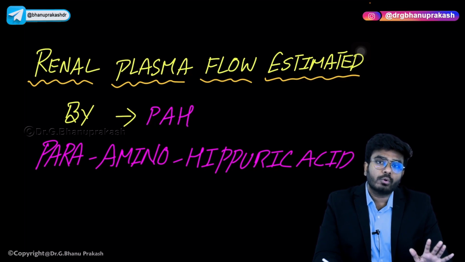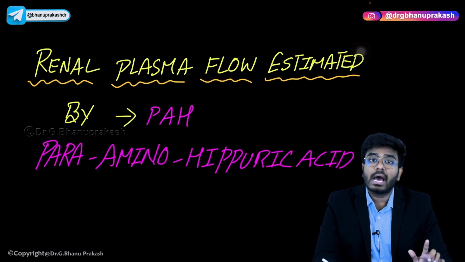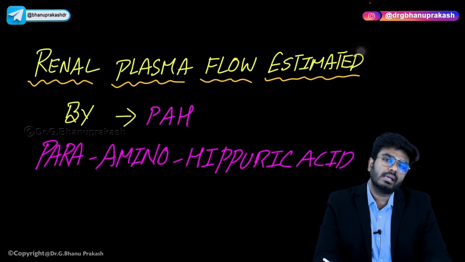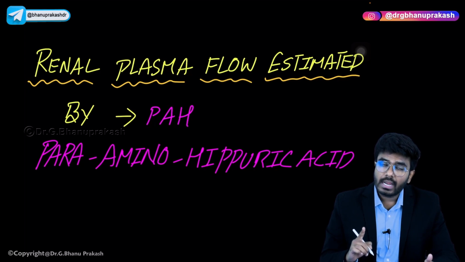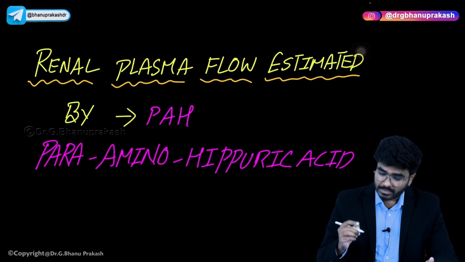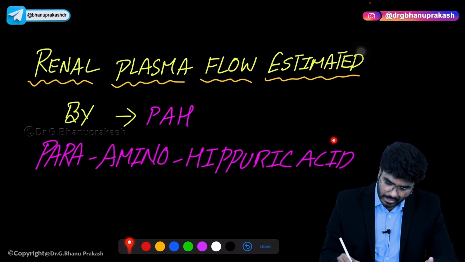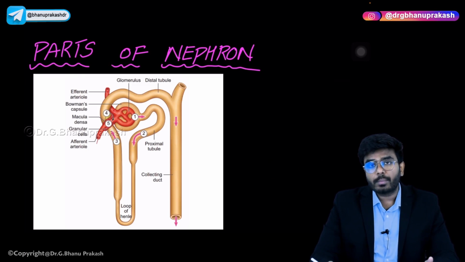It is 125 ml per minute, and I have also told you that GFR or clearance of any substance is measured by using creatinine as a marker. Creatinine or inulin are the markers used for estimation of the GFR. Normal GFR is, again I am repeating, 125 ml and normal renal plasma flow is 625 ml, estimated by using para-aminohippuric acid. Now let's continue with the parts of nephron.